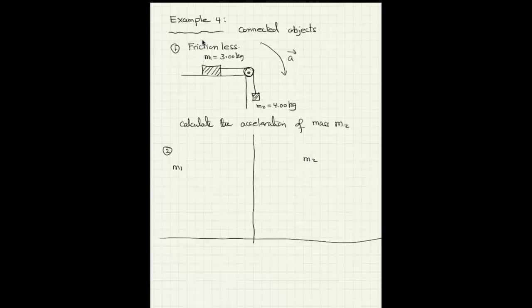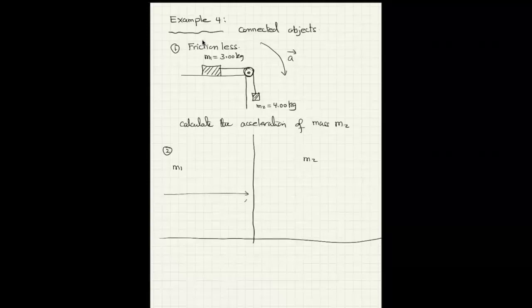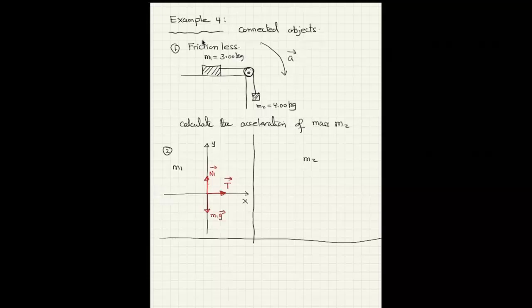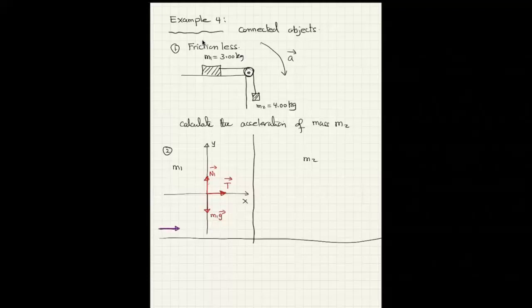For mass 1, this is my x-axis. This is my y-axis. I know that every object has a weight. Then this is M1G. There is a normal here. And there is a tension, T for tension. These are the only forces acting on mass number 1. And I can also put on the side, not in the free body diagram, the acceleration vector.